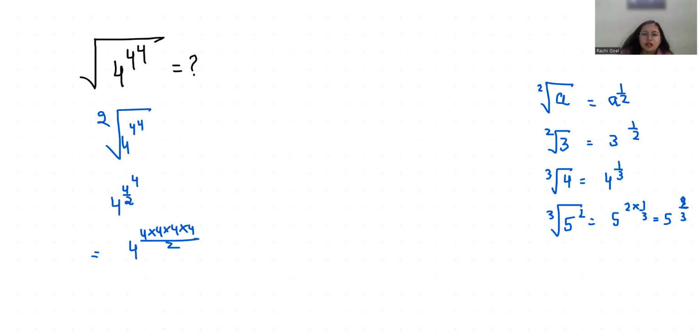So 4 power, this becomes 2 times 4, 2 square times 2 square times 2 square. So 4 power 2 power 1 plus 2 plus 2 plus 2, that is 4 power 2 power 7.